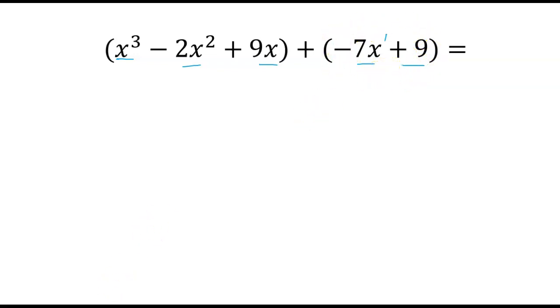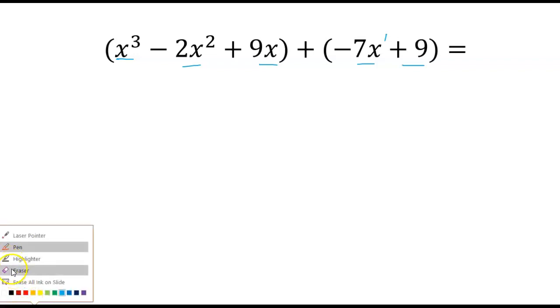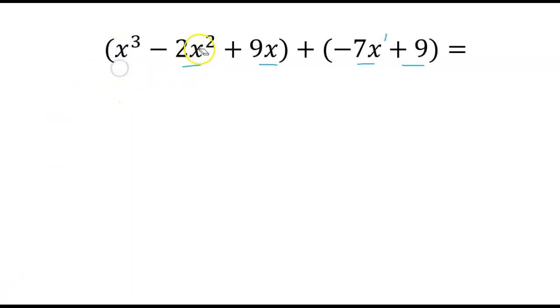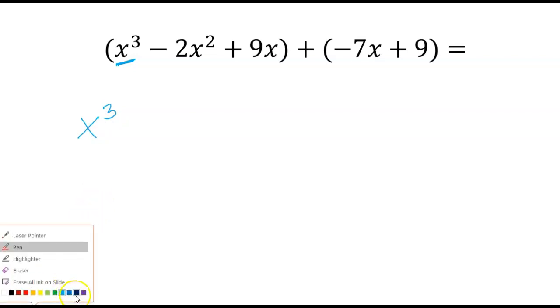In order to do that, we need to look for like terms. A like term, again, means they have the same variable and the same exponent on the variable. So what is a like term here with x to the third? There are no other terms here that are also x to the third. Since that one has no like terms, I'm just going to write that one down right here. Then I'm going to go on to my next term and look for like terms.